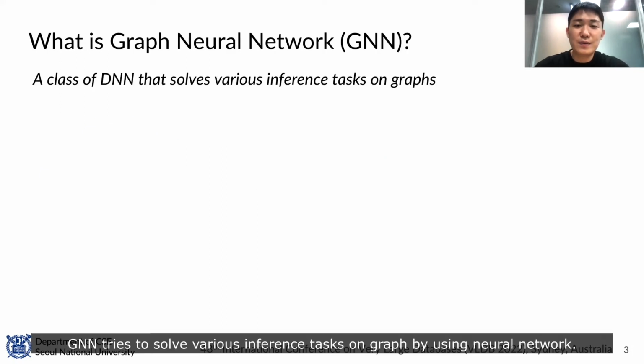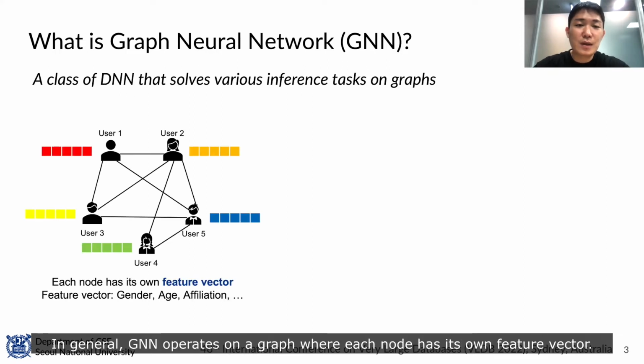GNN tries to solve various inference tasks on a graph by using neural network. In general, GNN operates on a graph where each node has its own feature vectors. Feature vectors represent unique property of the node. For example, in social network graph, feature vectors will be values that represent user's gender, age, affiliation, and so on.